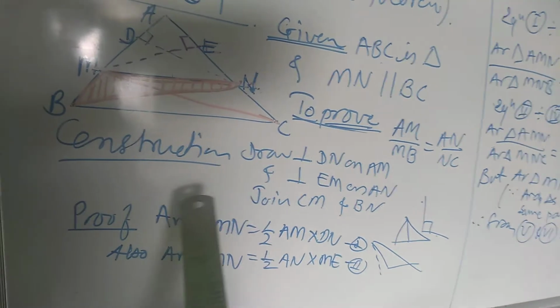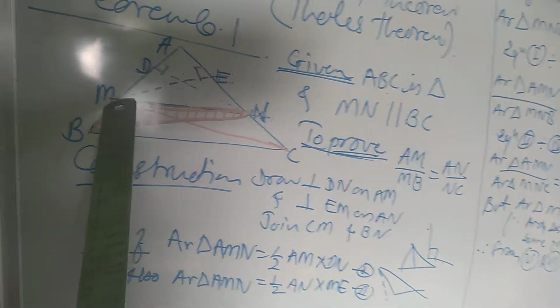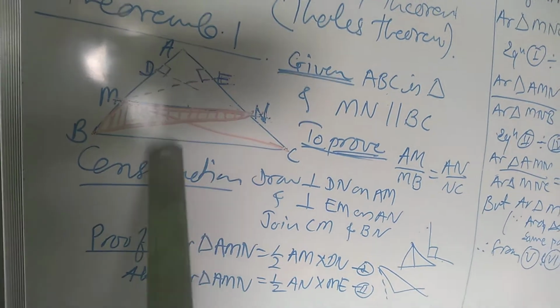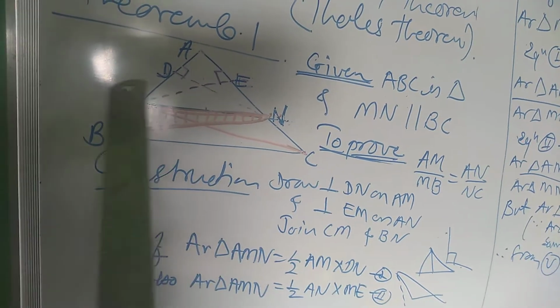Now for that we will need a construction, and we will draw perpendiculars DN and ME so that we can find out the area of this triangle, as well as we have joined BN and MC.